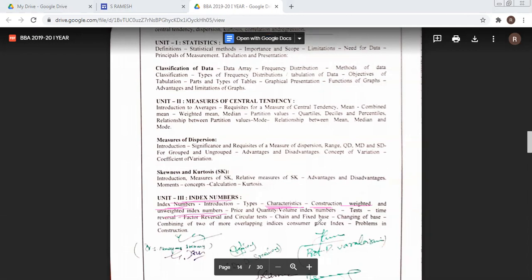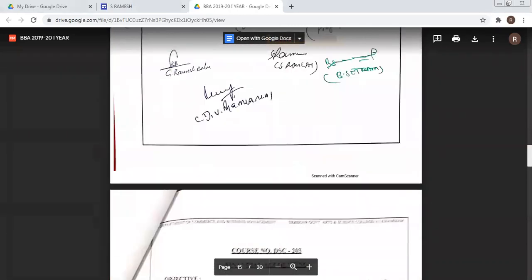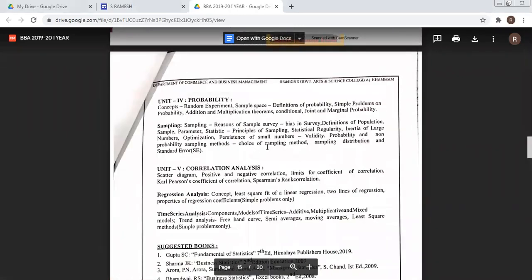And explain the problems in construction of index numbers. What are the problems that you face in construction of index numbers? Coming to fourth unit. Fourth unit is probability.